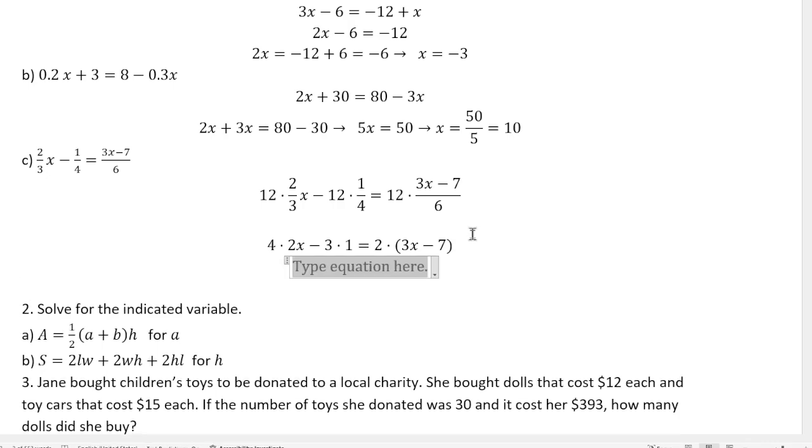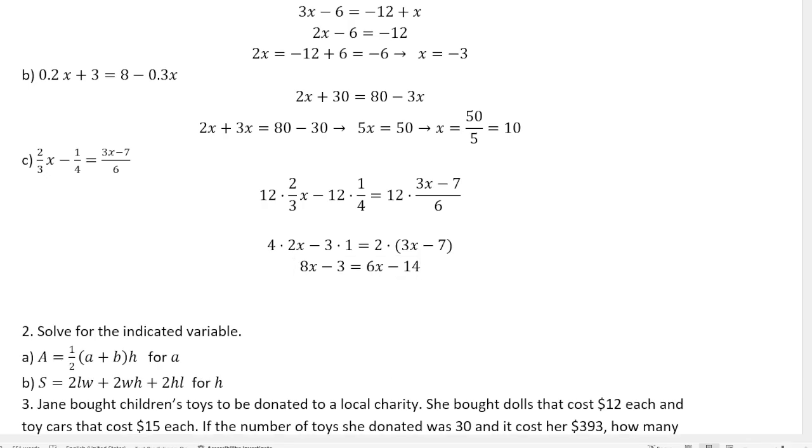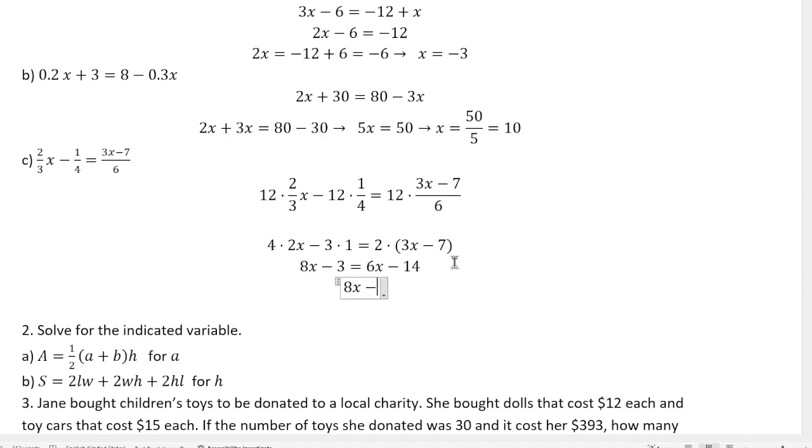Okay, now you have 8x minus 3 equals, if I multiply by 2, it's 6x minus 14. Subtract 6x both sides, and also add 3 both sides. And that's going to give you 2x equals negative 11, so that the answer is x equals negative 11 over 2.